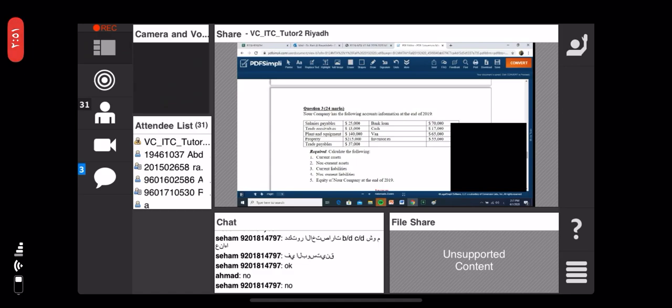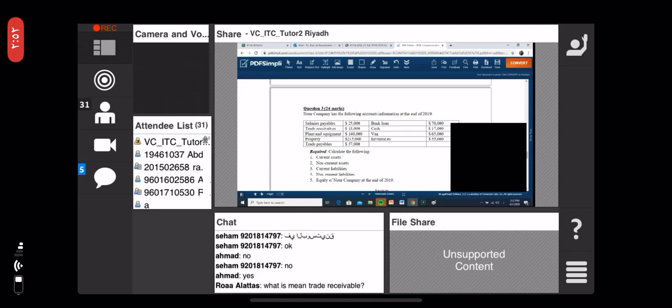Salaries payable, will it be included in current assets? No. Trade receivables, it is account receivables. So it will be included in current assets. So say now 13,000. Okay, 13,000. Plant and equipment will be in fixed assets, so not in the current assets. Property will be in the fixed assets. Bank loan will be in liabilities. Cash, yes, cash will be in current assets. Van will be in fixed assets. Inventories will be in current assets.